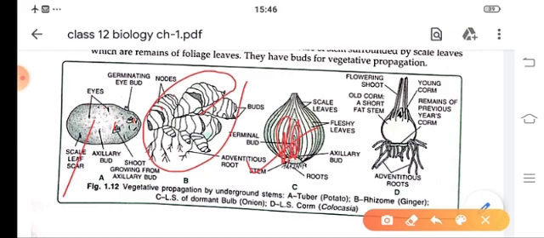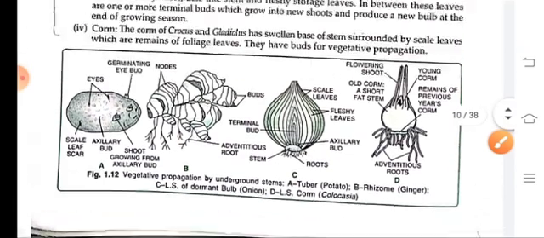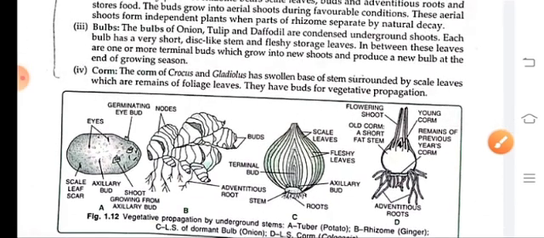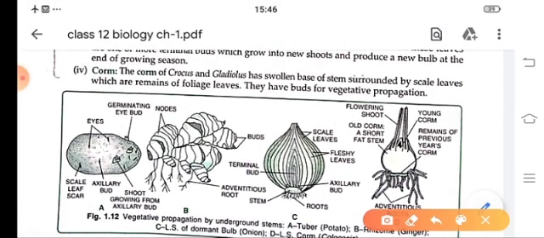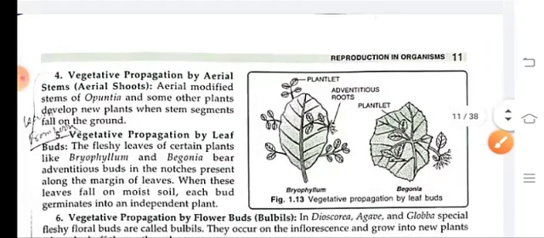Next is the corm. Okay. Now what about the corm? The corm of Gladiolus and Crocus have a basal swollen stem, and scale leaves, which are the remains of foliage leaves. Now they have buds for vegetative propagation. So here see the corm, these buds are there, and these buds help in the vegetative propagation.